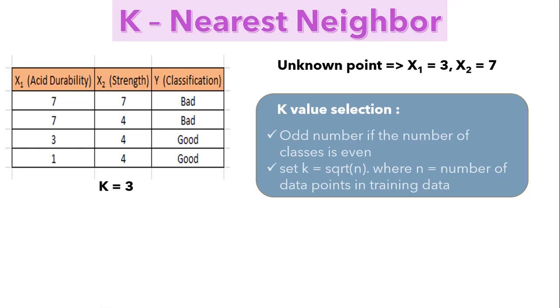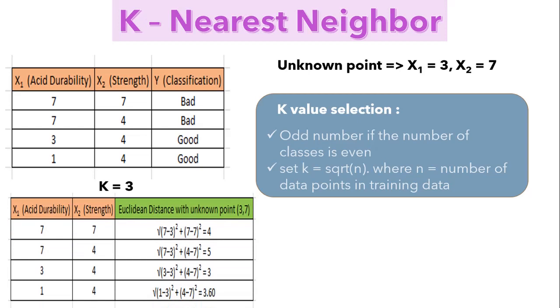Now let's calculate the Euclidean distance for each data point with the unknown point. Here our data point is x1 and x2 both as 7, and the unknown point is 3 for x1 and 7 for x2. We will put these values in the equation and get 16. We will do the same for all data points.